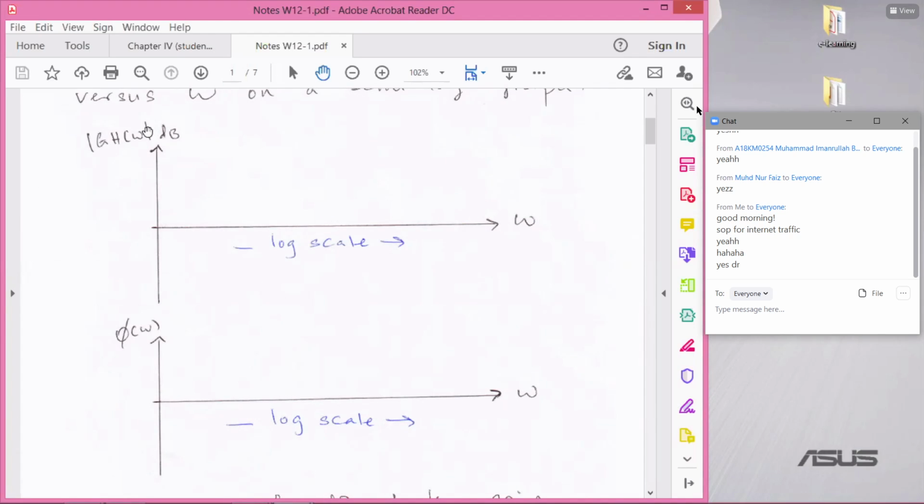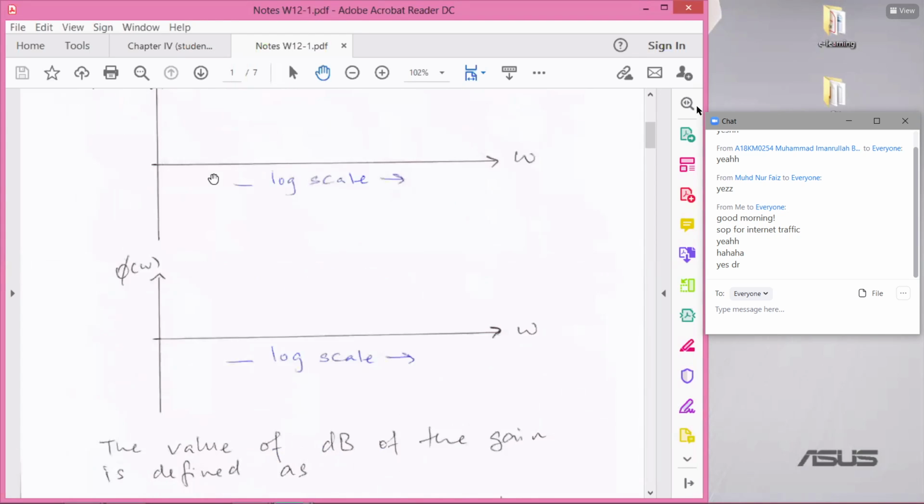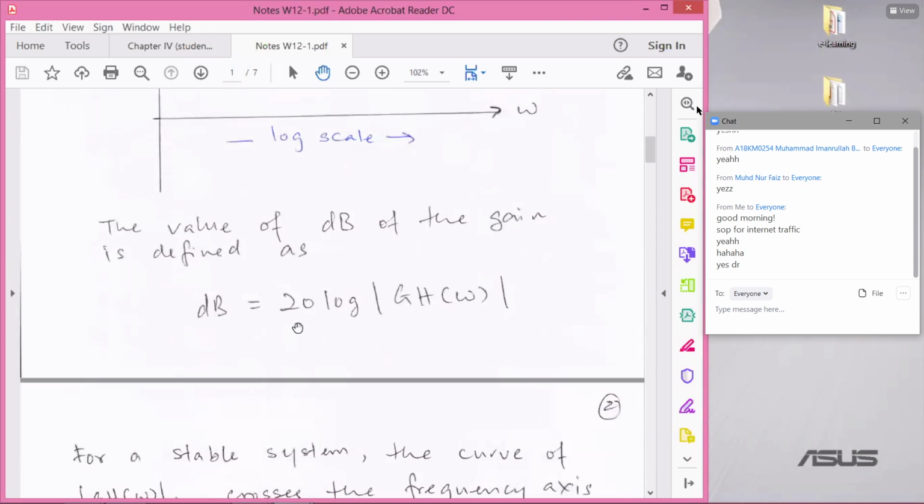Okay, so now here, this is decibel. The unit must be in decibel. This is the definition of decibel. It is just 20 log the magnitude of the open loop transfer function, or 20 log of anything. It is just called a decibel.